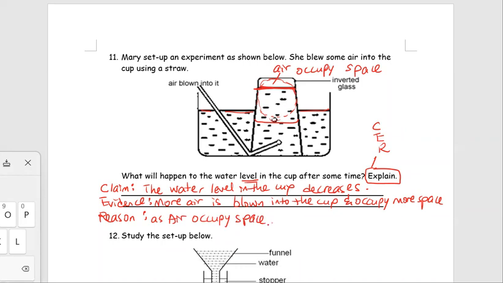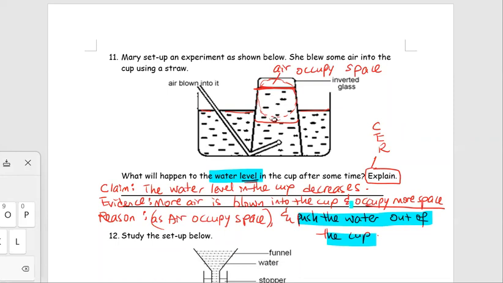It is a little bit of repetition. So actually, if you write occupies more space, you don't really have to repeat again. But I think it's useful to add in and push the water out of the cup. Now, this statement should be written because you want to answer about the water level. If you don't have this statement, then the whole answer has no mention about why the water level decreases. So more air occupies more space and therefore pushes the water out of the cup. So this will be the answer. Okay.